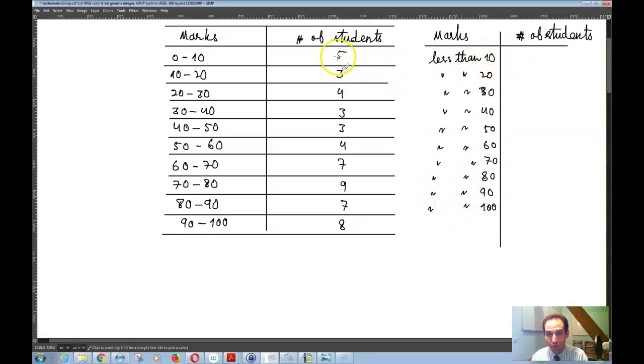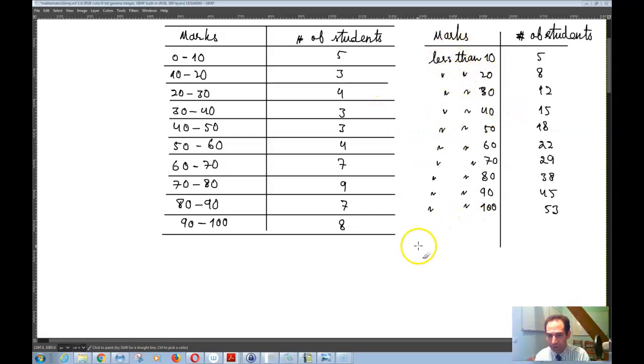So then again, you need to just find the cumulative frequencies of these classes, meaning that you get 5 over here. 5 plus 3 is equal to 8. Then 8 plus 4 is equal to 12. 12 plus 3 is equal to 15. 15 plus 3 is equal to 18. 18 plus 4 is equal to 22. 22 plus 7 is equal to 29. 29 plus 9 is equal to 38. 38 plus 7 is equal to 45. And 45 plus 8 is equal to 53.